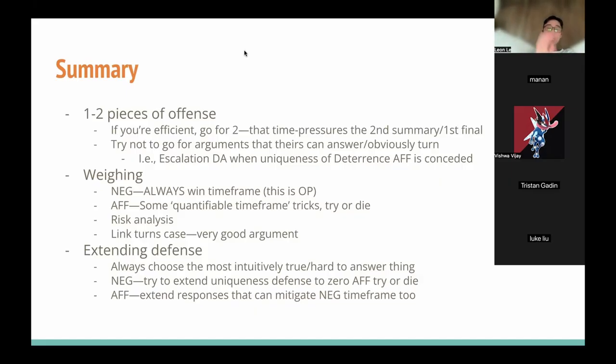Now, the third part of the summary is extending defense. And sorry, quickly back to the link turns case stuff. I think that this is super strategic because even if you don't win the impact, it allows you to say that winning our link alone is sufficient for none of their arguments to happen. So at the very worst, you vote neg on presumption because we have won that our link is true, right? Okay.